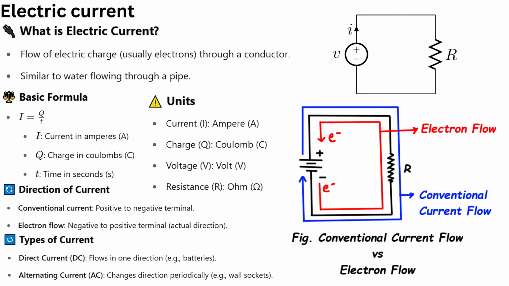By understanding these core ideas, what current is, how we measure it, what pushes it, what resists it, and the crucial difference between conventional and electron flow, you have built a solid foundation for exploring the exciting world of electronics.